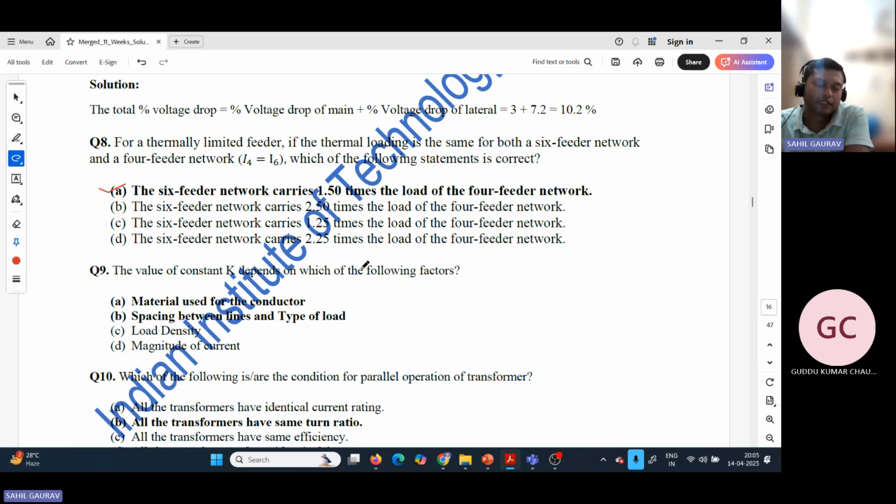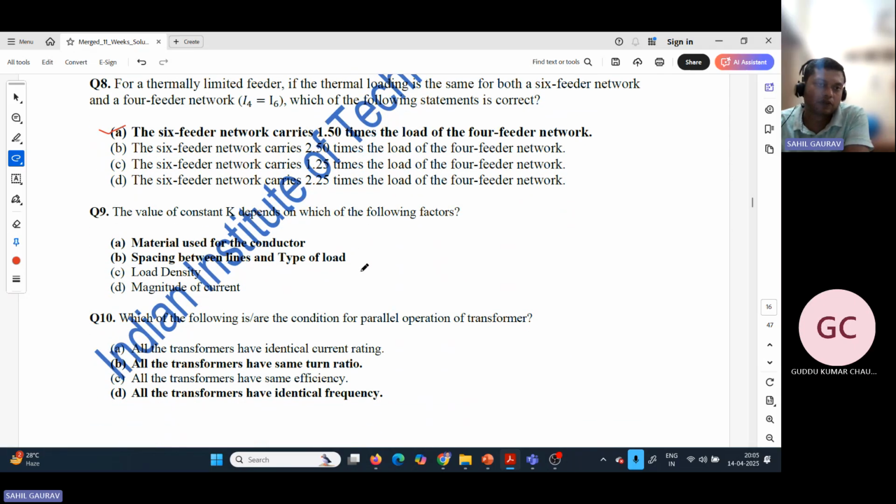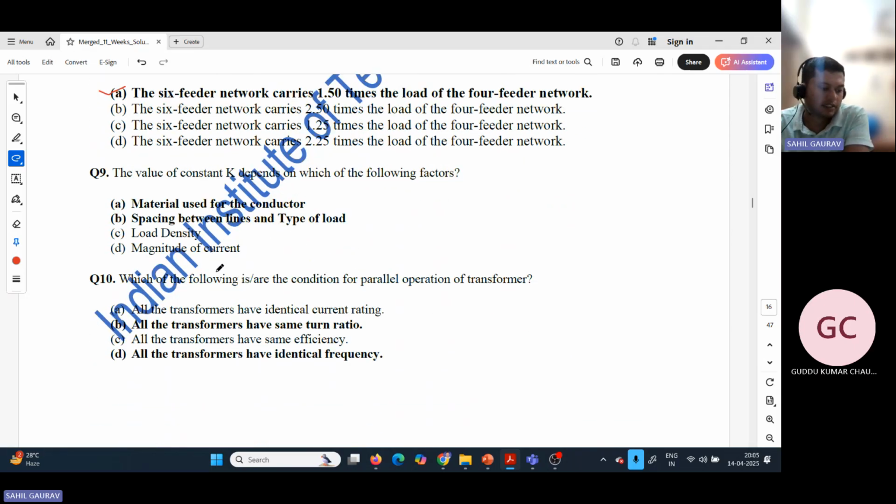The value of the K constant depends upon which of the following factors? It depends upon the material used for the conductor, the spacing between lines, and the type of load. So A and B are correct.